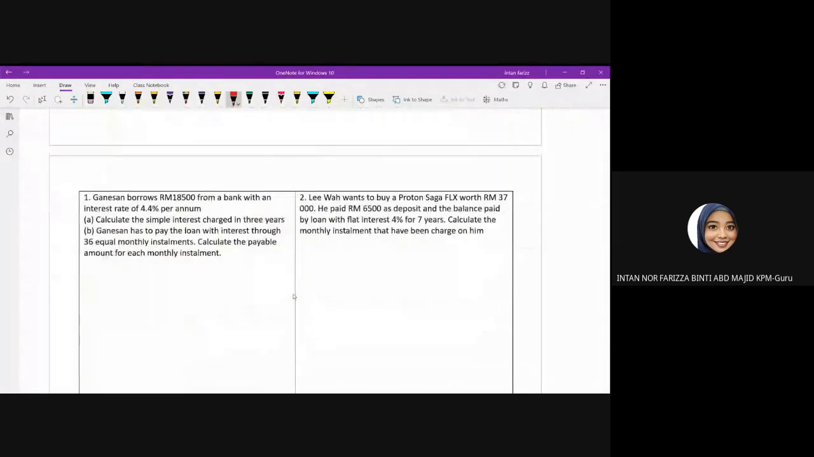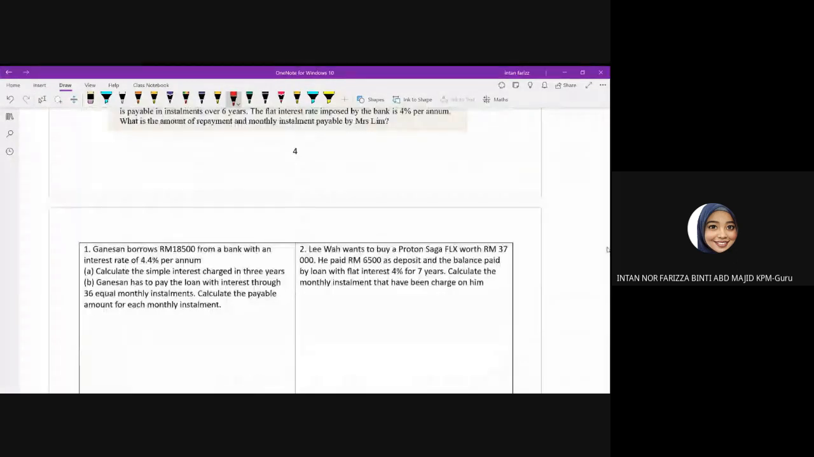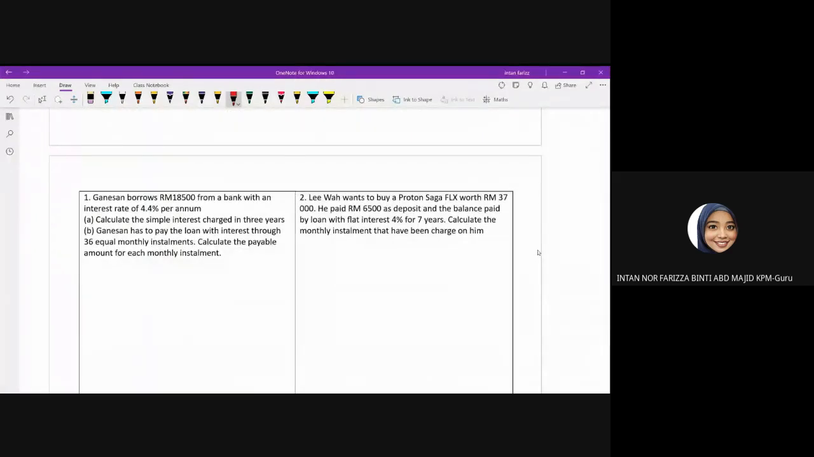Ganesan borrows 18,500 from a bank with an interest rate of 4.4% per annum. Calculate the simple interest. Simple interest is easy: I = PRT. What's the P? The amount of money that he borrowed. Now what's the R? Normally I change it to a decimal: 4.4 over 100. When you press the calculator, you get 0.044, multiplied by the total time.